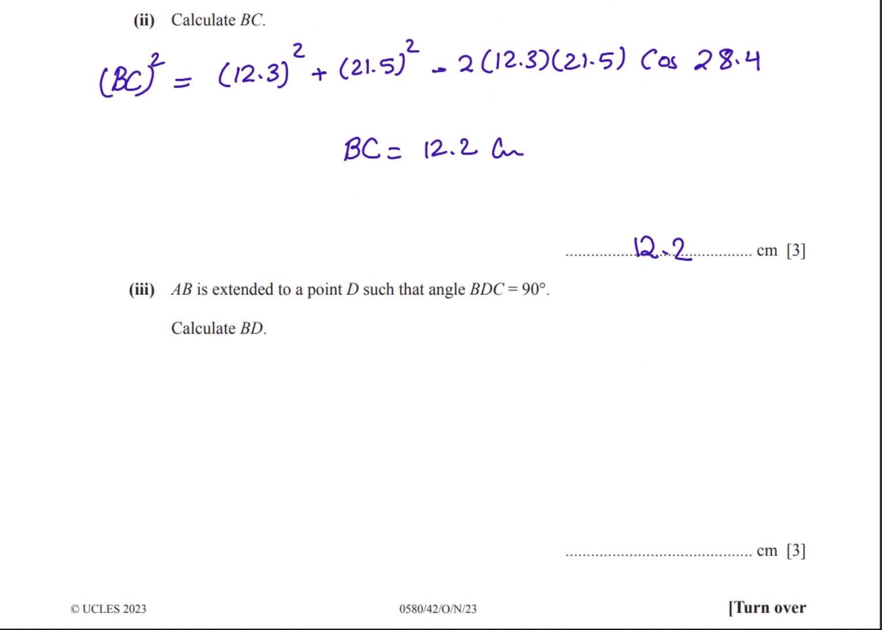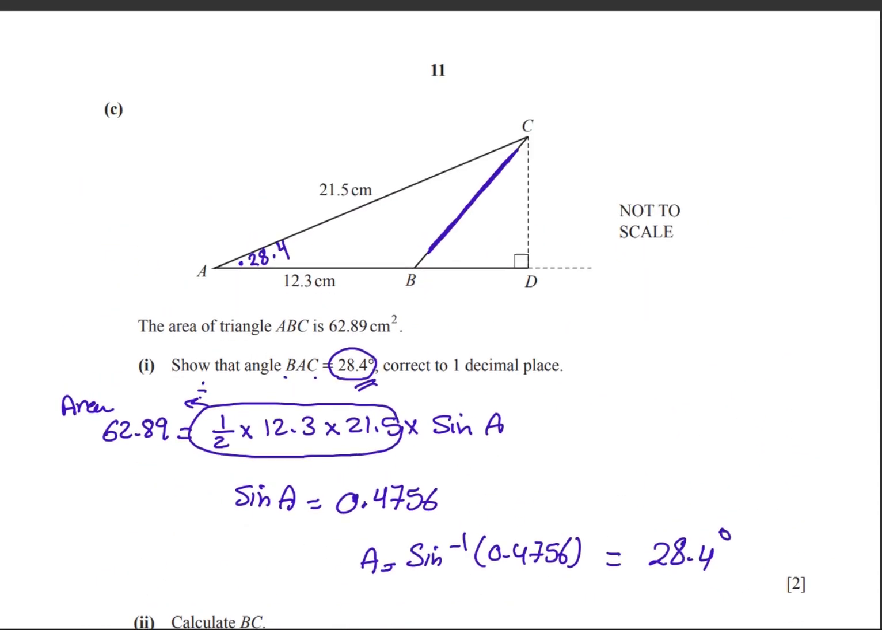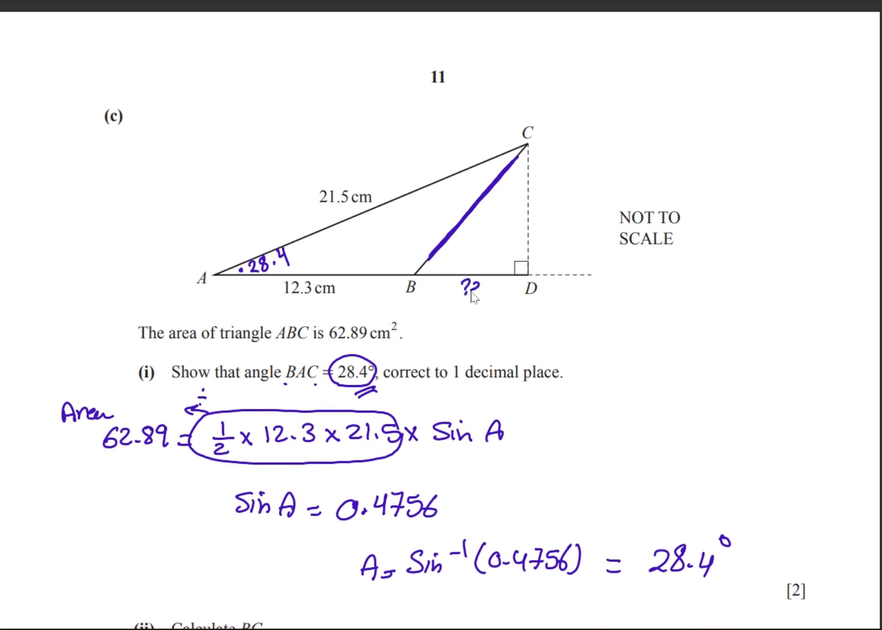Okay, then he's telling me that AB is extended to point D such that angle BDC equals 90. Calculate BD. So now he wants me to calculate this, and he's telling me that this is 90. This is 90, which means I am going to use a right angle triangle. First, I can think about this right angle triangle, but the problem here is that I don't know this and I don't know this. So this is not a good choice for this right angle triangle.